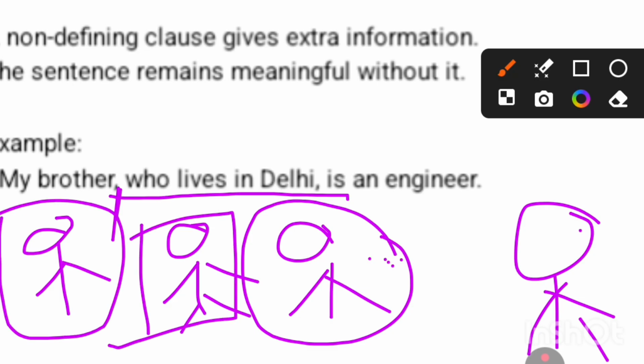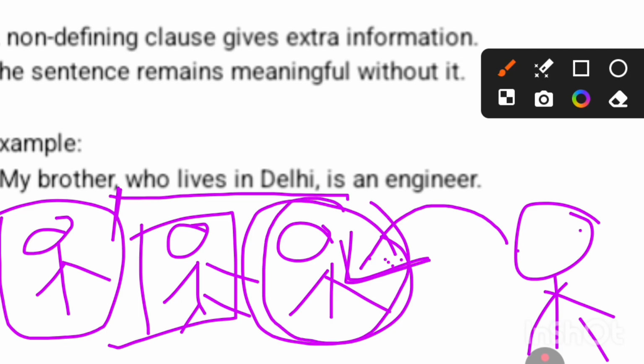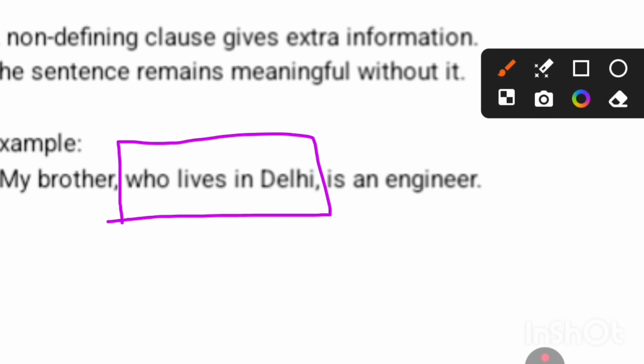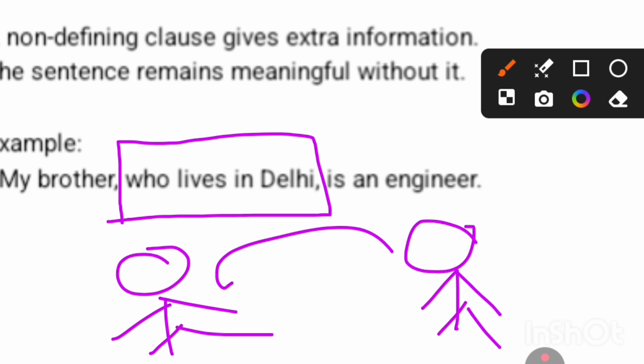in different places. So this speaker is trying to identify his brother. That means whenever he writes "who lives in Delhi," only one brother lives in Delhi and the rest of the two brothers do not live in Delhi. At that time he can use this sentence. That means it is very much essential to identify the person who is the engineer. Friends, if we use a comma, it means this is extra information, and it will carry the meaning that the speaker has only one brother. Friends, it is the meaning of defining and non-defining clauses.